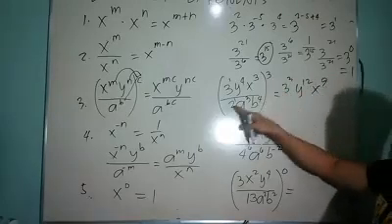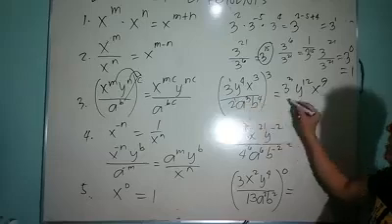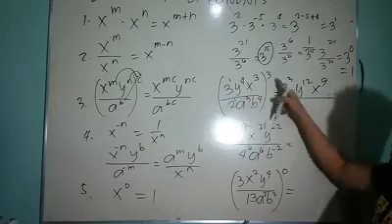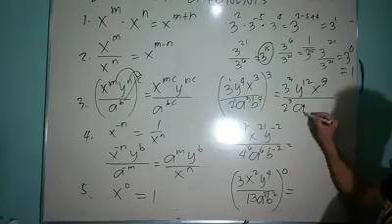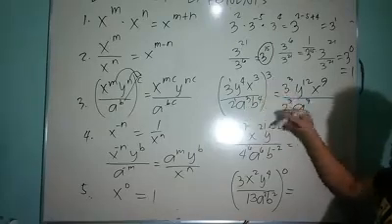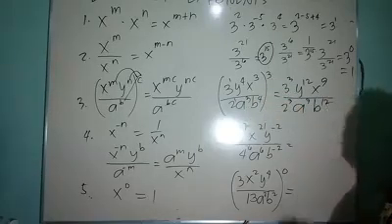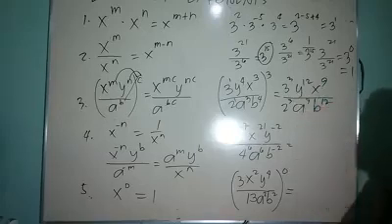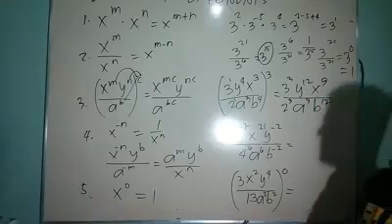And then 3 times 1 is 3, so that is over 2 to the 3. And then 3 times 3 is 9, so a to the 9. And then 3 times 4 is 12, so b to the 12. We cannot subtract the exponents of this one because they have different bases. Okay, there you go. Next one, teachers.